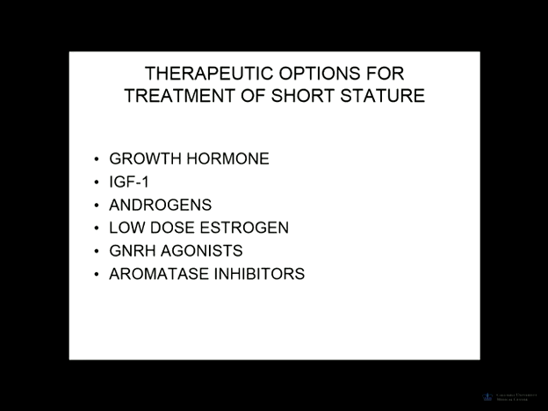I can make him taller with his epiphyses open. I can give him growth hormone, right? He will grow if I give him growth hormone. I could give him IGF-1. Androgens have also been used in certain situations. Low-dose estrogen is a tool that's used, again, in certain situations, not for this particular child. GnRH agonists are used to turn off puberty. So I could buy time to make him taller, to slow down his epiphyseal maturation, if I give him GnRH agonists and growth hormone simultaneously.